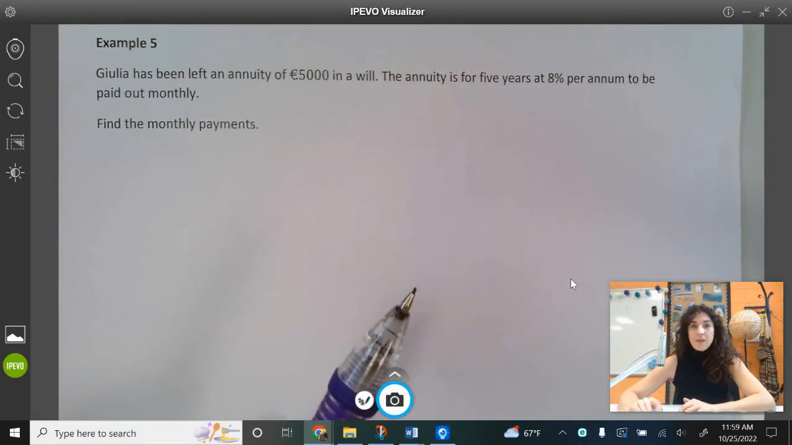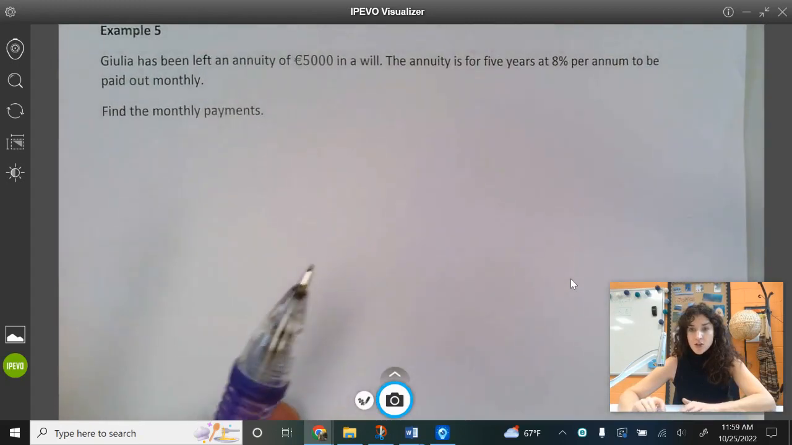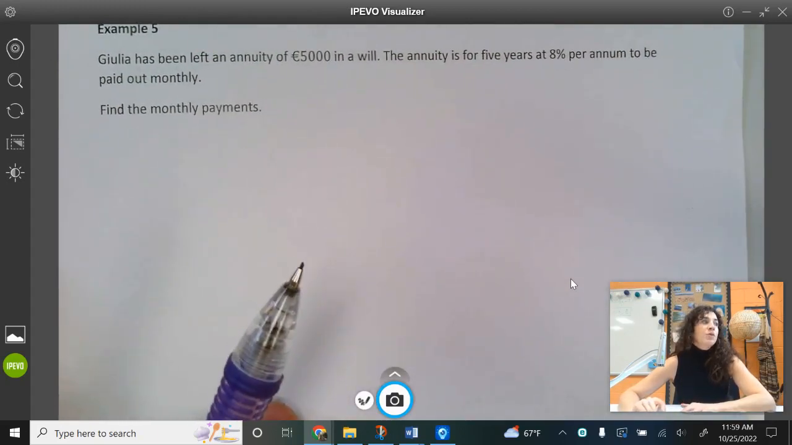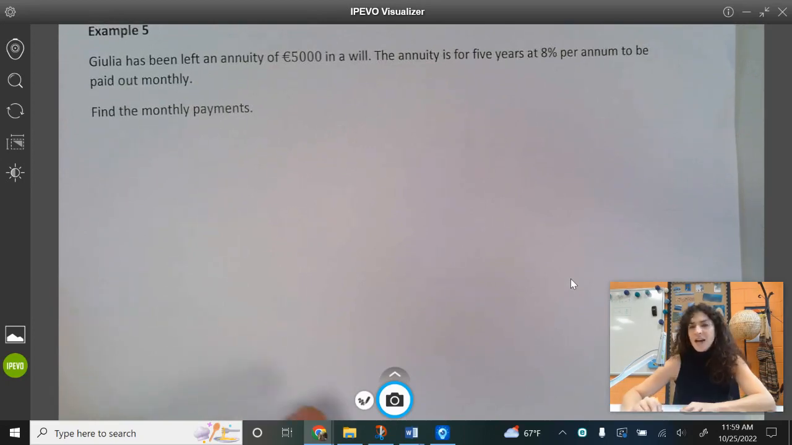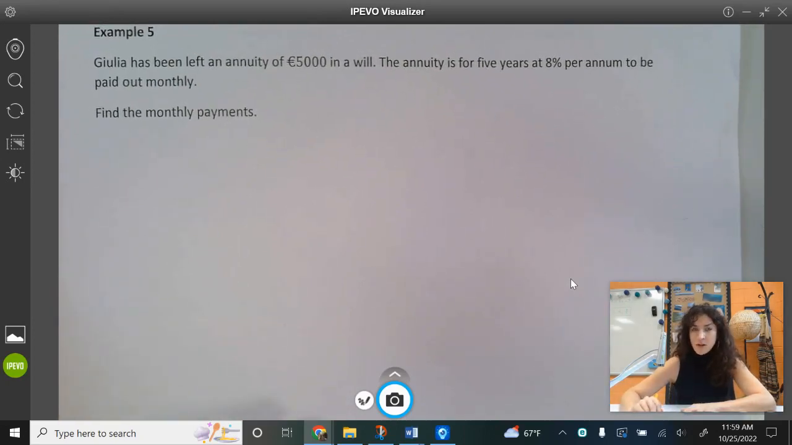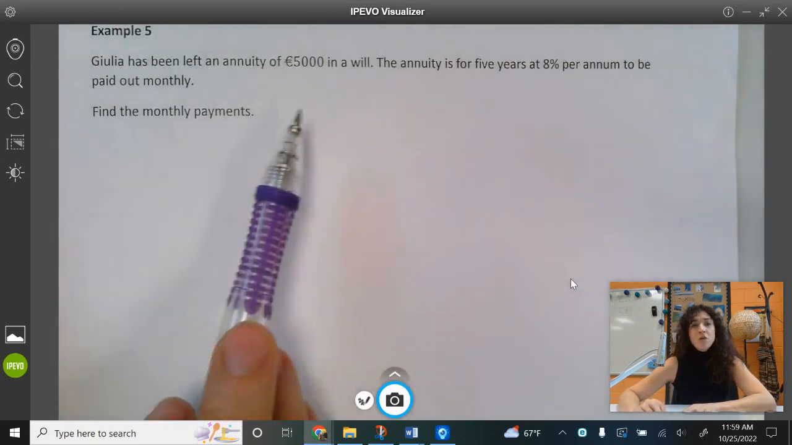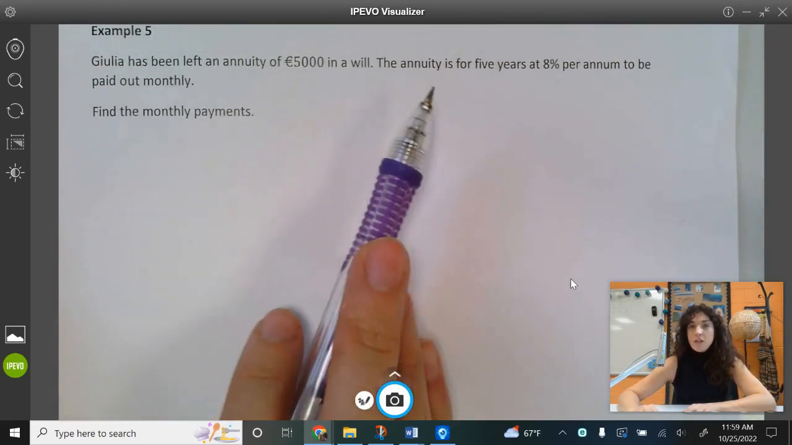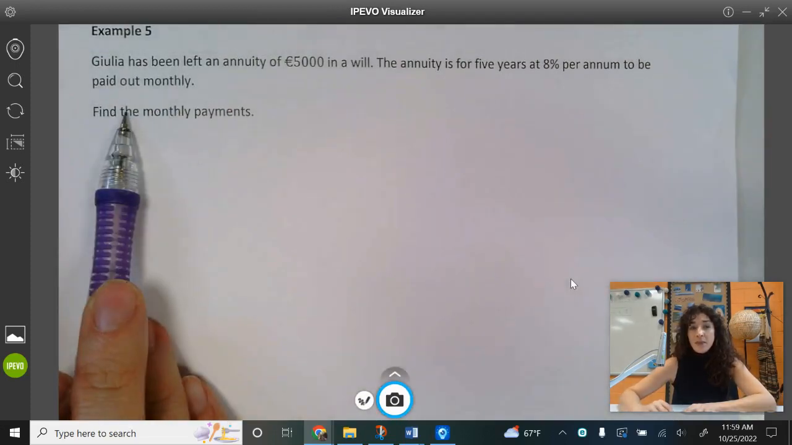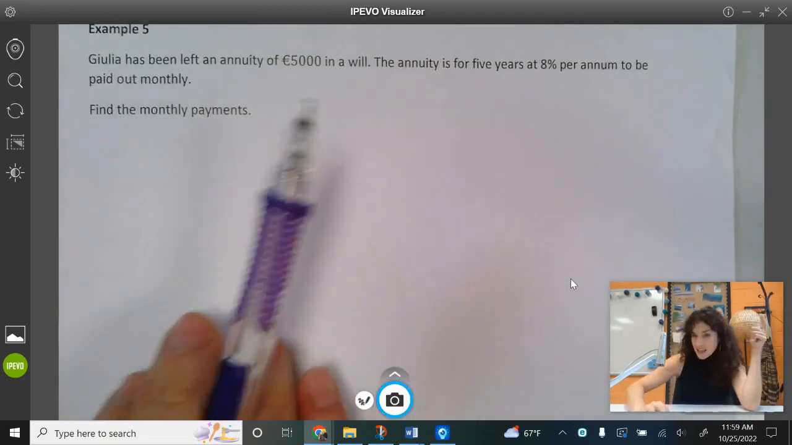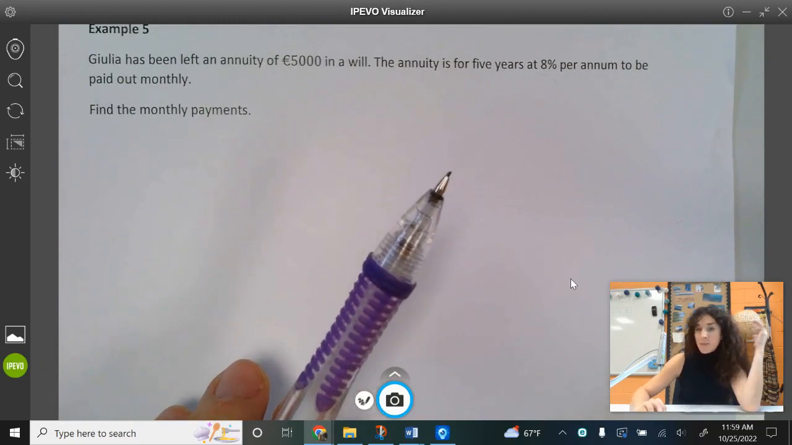Okay, let's get it to be more complicated. I want you to try starting out this problem on your own, because it's not the end of the world if you get it wrong. So Julia has been left an annuity of 5,000 in a will. This annuity is for 5 years at 8% per annum to be paid out monthly. Find the monthly payments. Slightly different than the problem above, right?